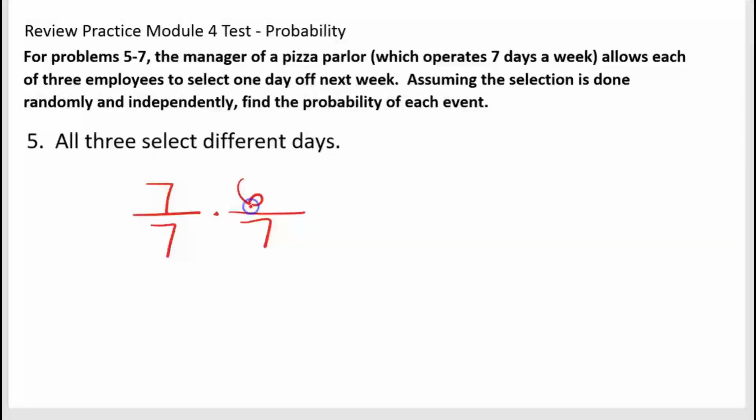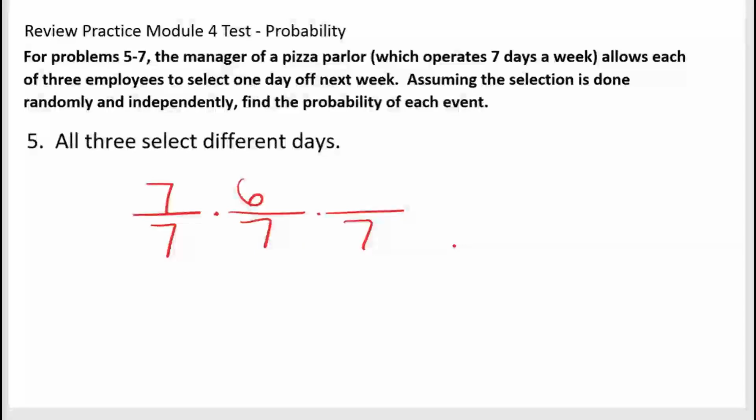So there's 6 available if all 3 have different days. And finally, the last employee also had 7 days to choose from. So 7 times 7 times 7 at the bottom is all the possibilities. Nobody said they couldn't reuse days. They could all ask for Monday off.